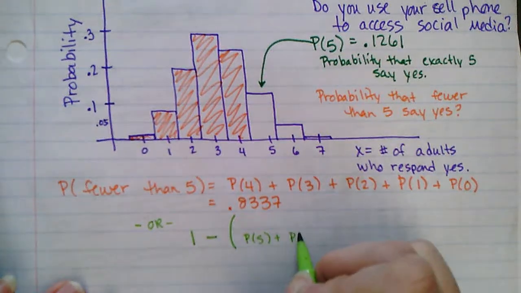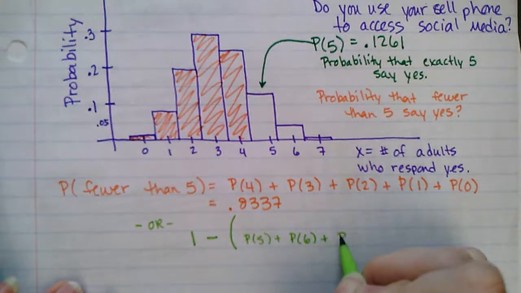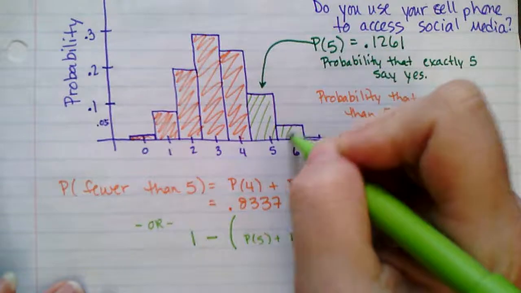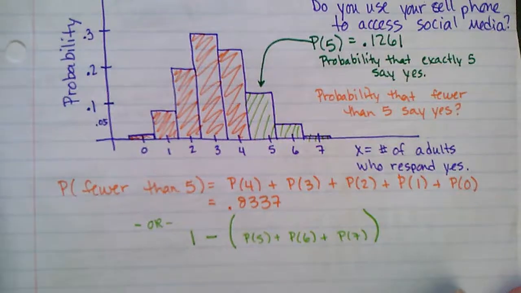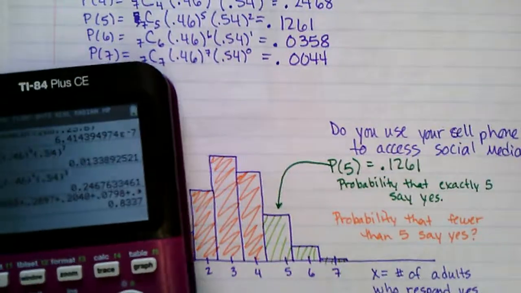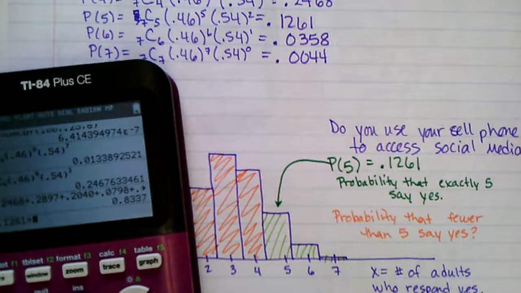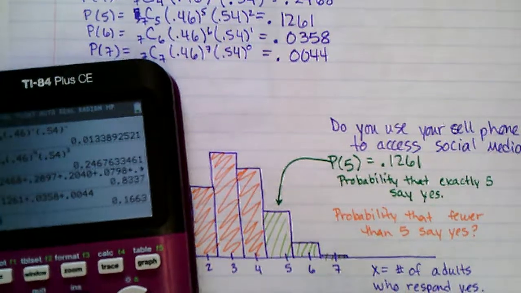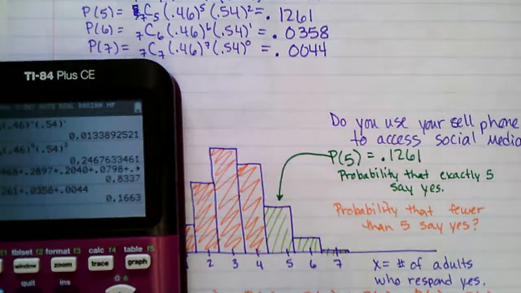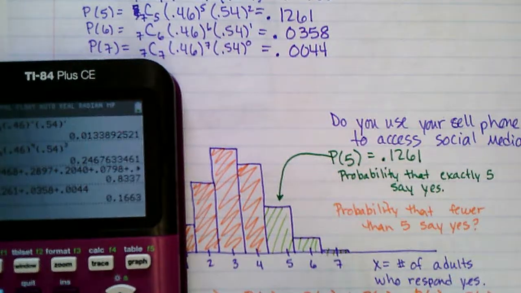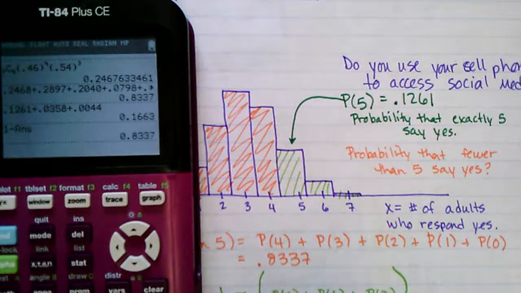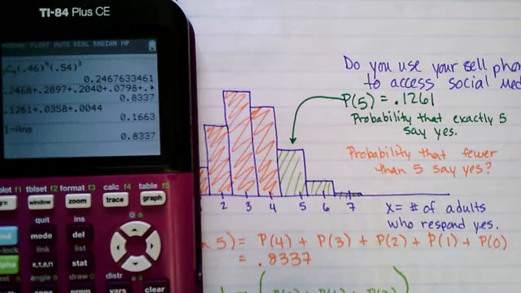5, 6, and 7, which would be these bars. So if I add up 5, 6, and 7, 0.1261, 0.0358, 0.0044, I get 0.1663, and I do 1 minus that number, gives me 0.8337.